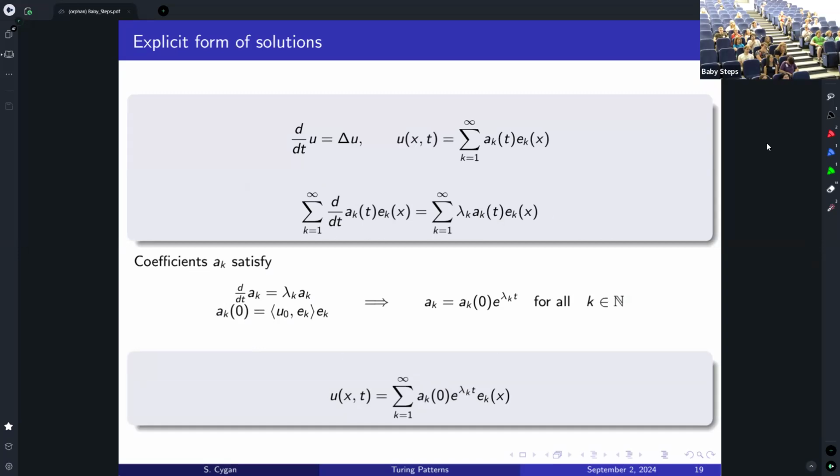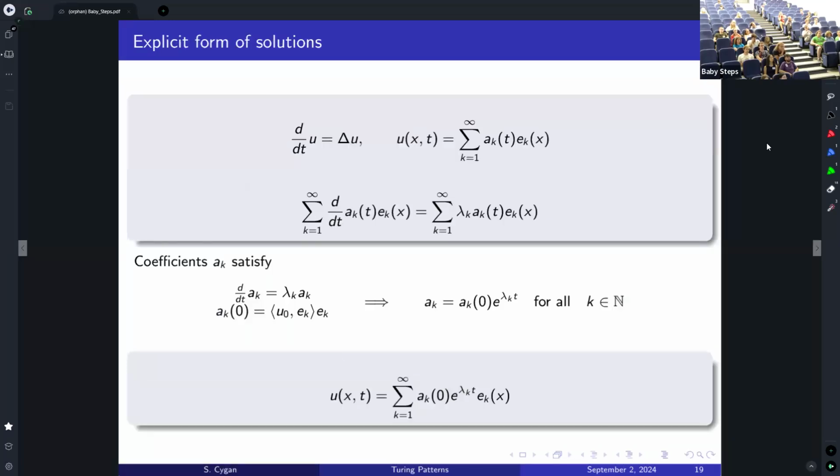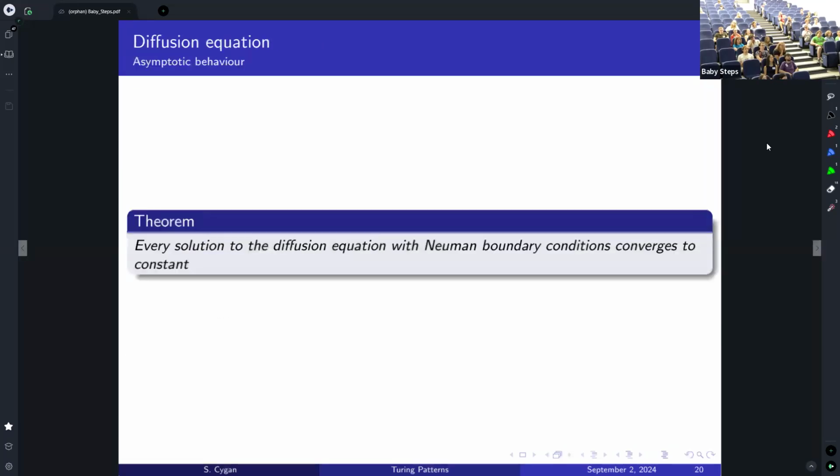So all of these terms under the sum will converge to zero, except the first one, where lambda k is equal to zero, because lambda 1 is equal to zero. So as time goes to infinity, all of the terms here will vanish, except the first one. Basically, every solution of this equation with the Neumann boundary condition will converge to a constant. So this is exactly what we wanted.